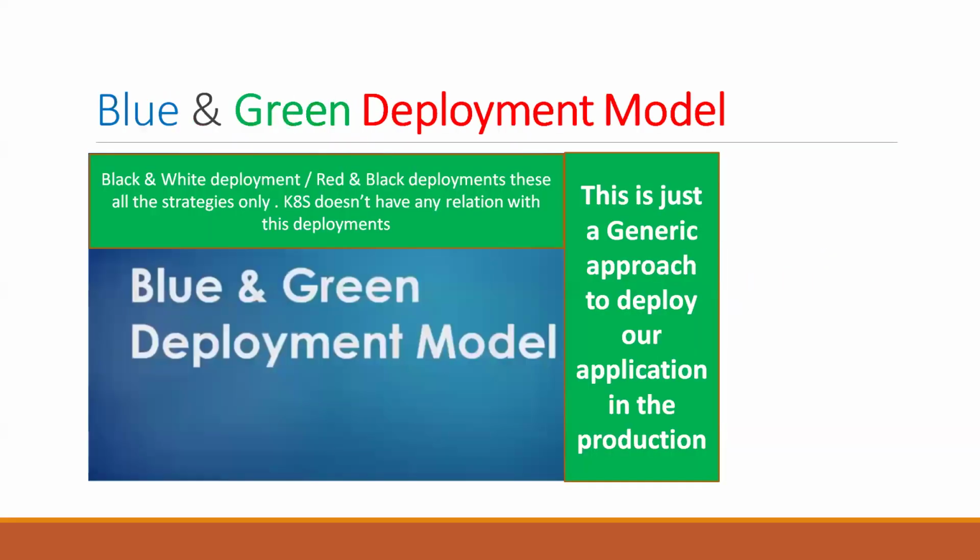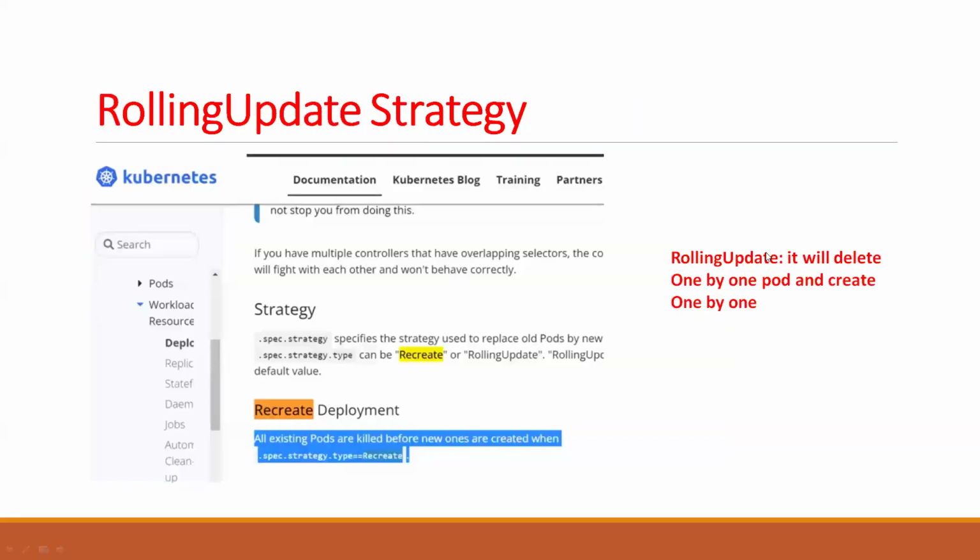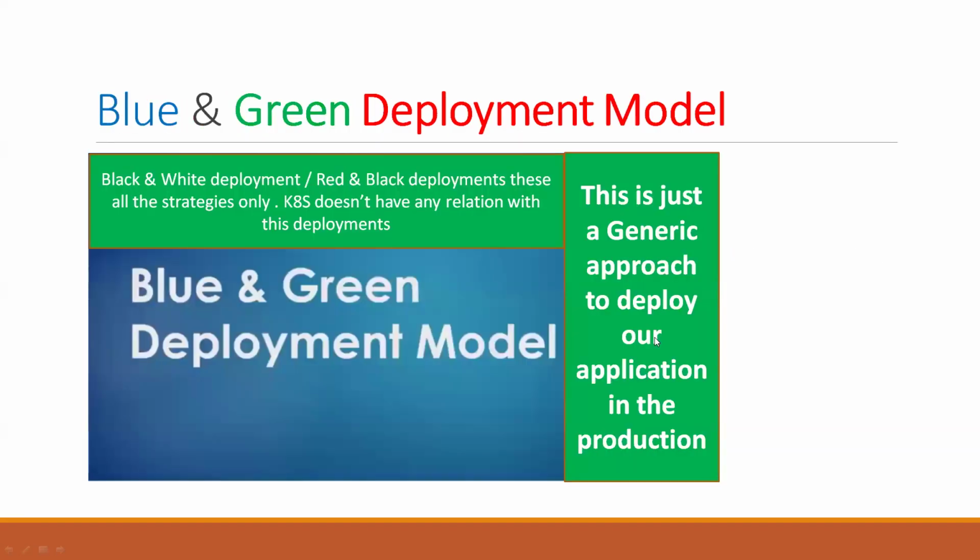Then rolling update. In a rolling update, it will delete pods one by one and create pods one by one. Yeah, guys, so those two are the strategies. So this is a deployment model.